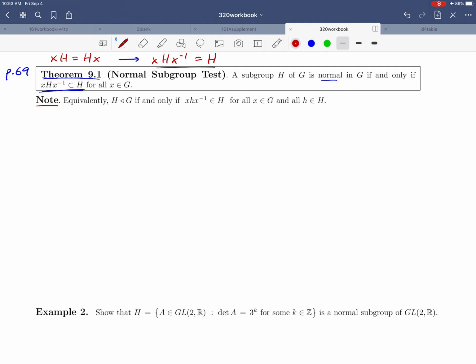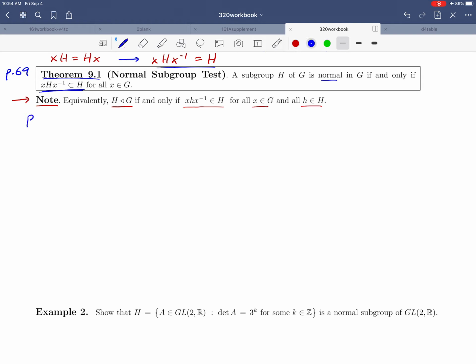Okay, and then I want to mention that there is an equivalent way of restating Theorem 9.1 that's convenient. This is what we'll focus on mainly when we're proving that a subgroup is normal. So equivalently, H is normal in G if and only if the product X times H times X inverse is always in our subgroup for every X in G and every H in H. That's a condition that we can use to show that a subgroup is normal.